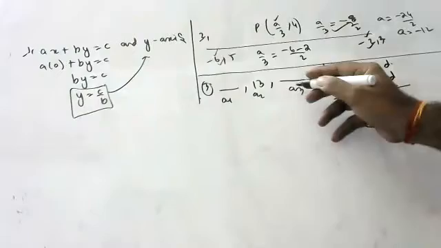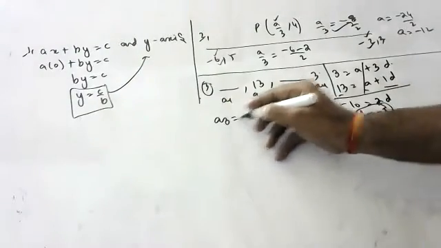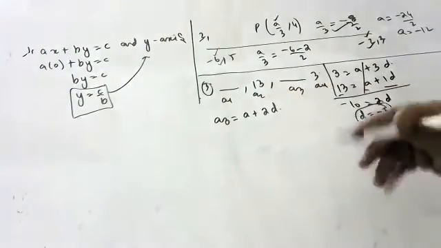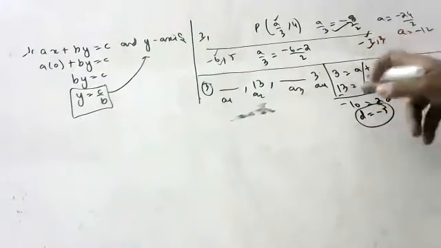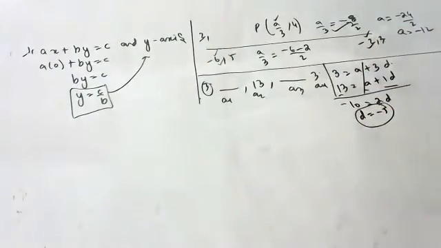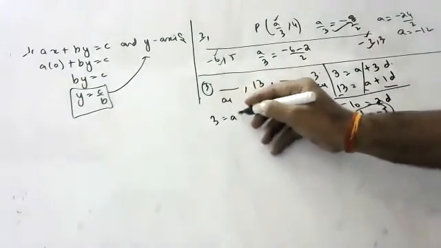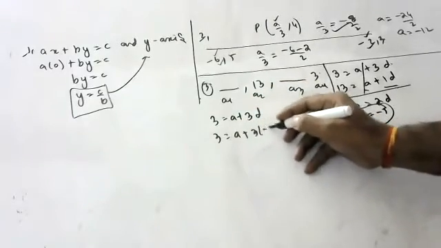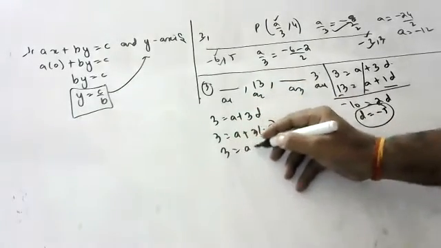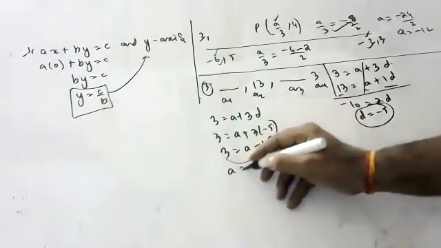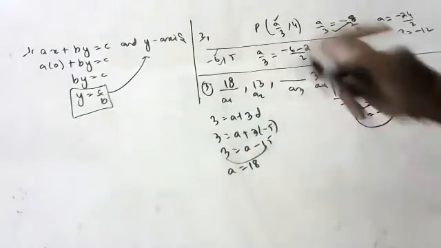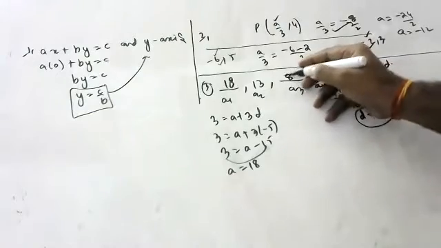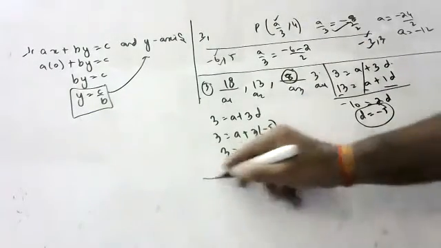Substitute it in any one of the equations. You get A3 also, children. If you want A3, A3 means A plus 2D. A3 is equal to A plus 3 into minus 5. So 3 minus 15, A is equal to 18. 18 minus 5 is 13, 13 minus 5 is 8, children.